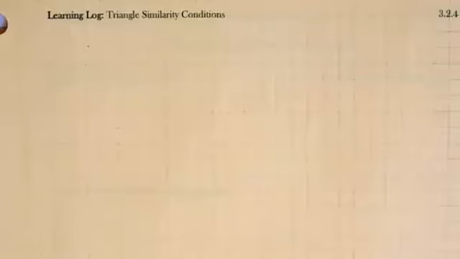So, triangle similarity conditions. Can you guys find that in your packets real quick? You've got a learning log that says triangle similarity conditions. We learned 2 of these last week. Do you remember what those 2 were?